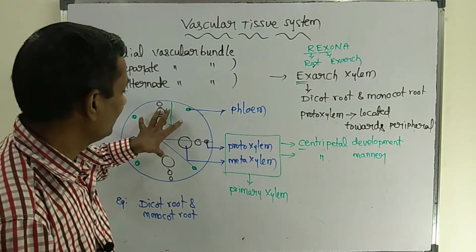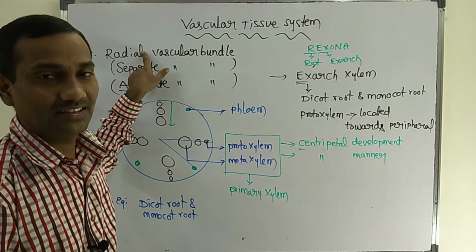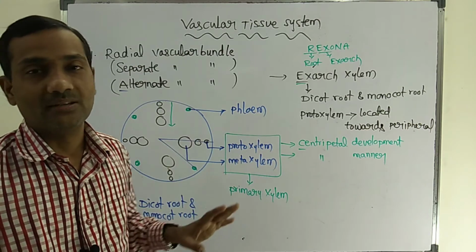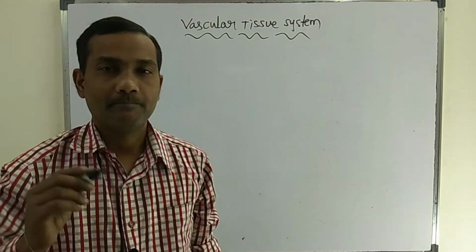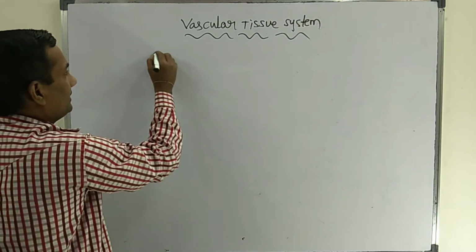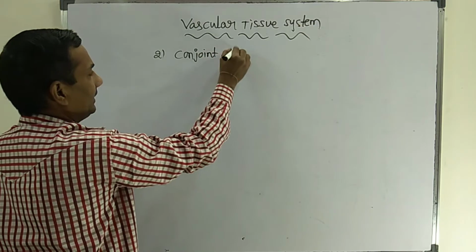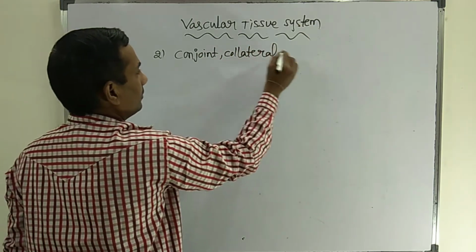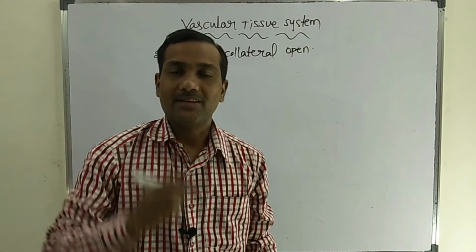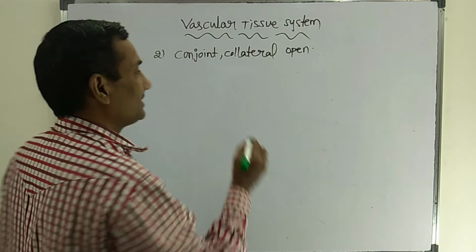This type of arrangement of vascular bundles is known as radial vascular bundles, or separate vascular bundles, or alternate vascular bundles. The second type of vascular bundles is conjoint collateral open vascular bundles. This type of vascular bundle you can observe in dicot stem.